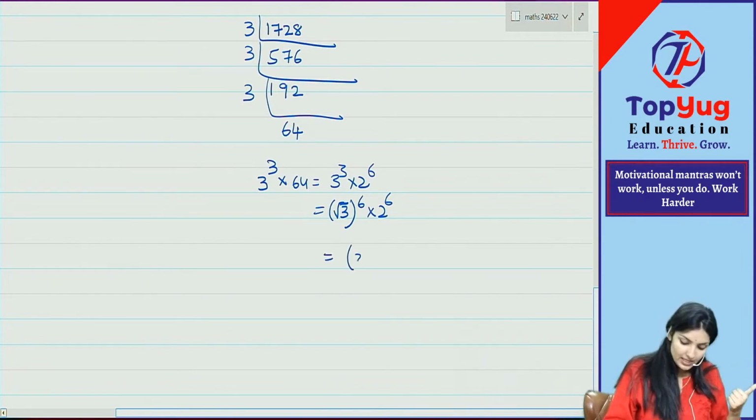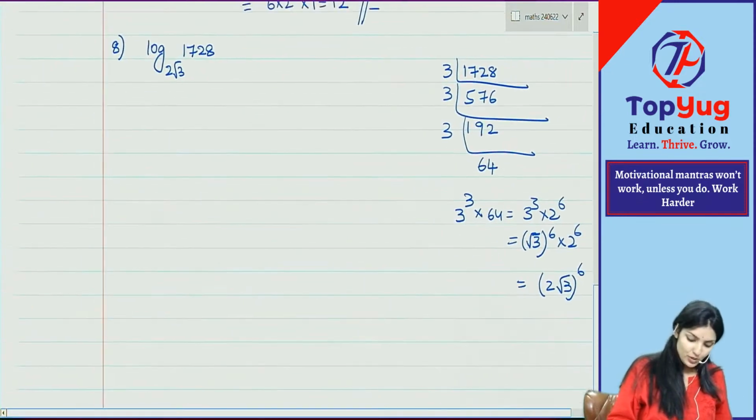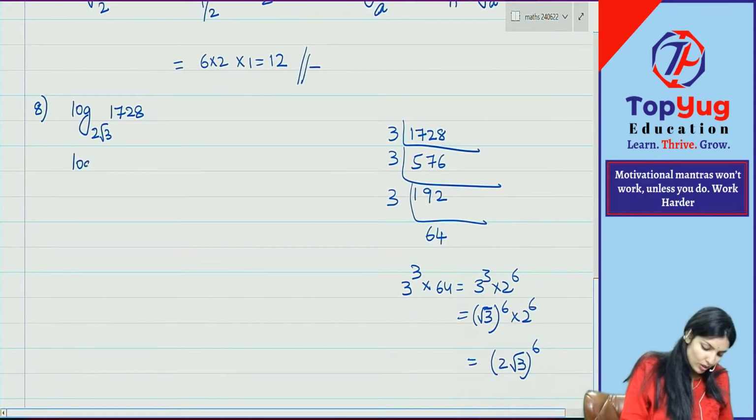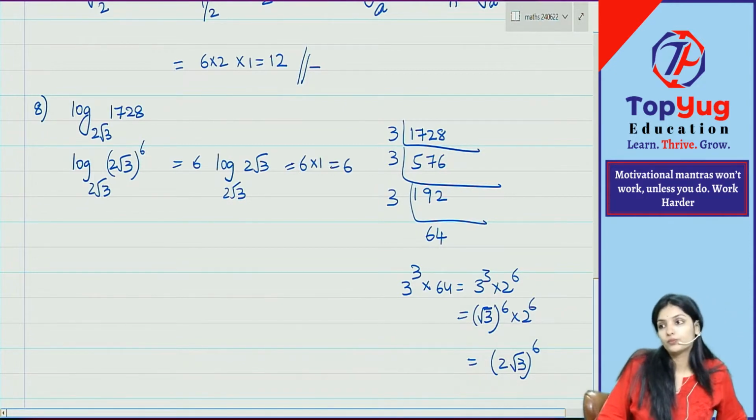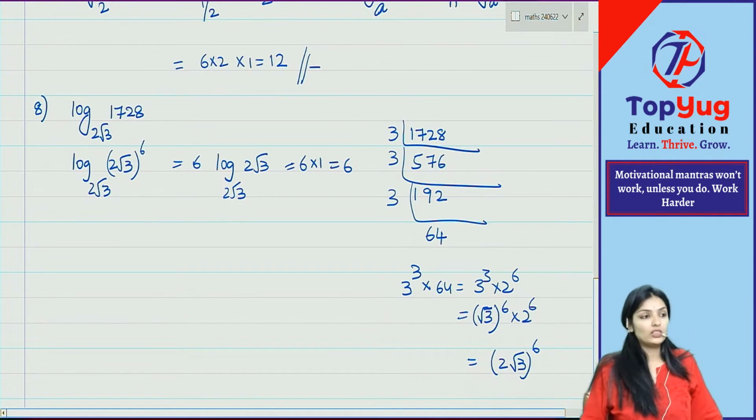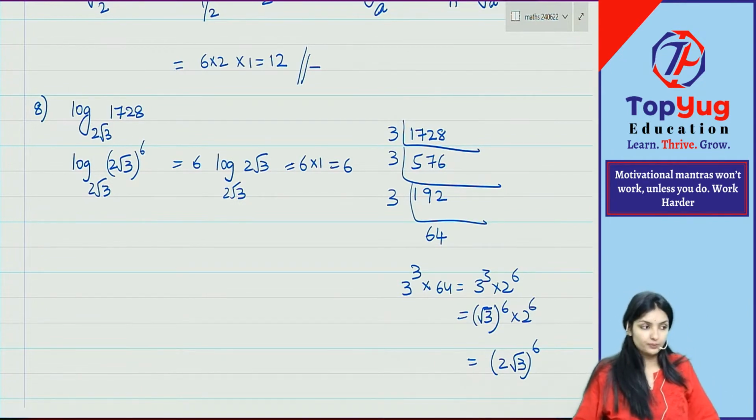Now can I write this as 2 root 3 to the power 6? I substitute over here log of 2 root 3 to the power 6 to the base 2 root 3. So 6 into log 2 root 3 to the base 2 root 3. Answer is 6 into 1, 6. Am I right?